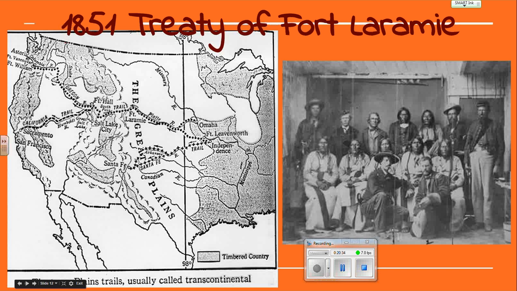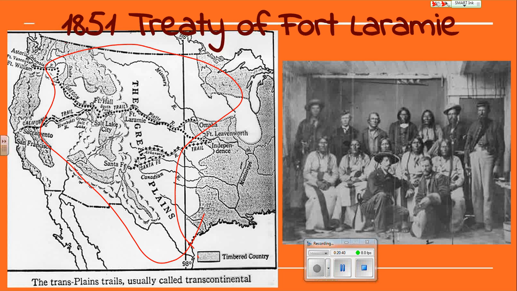This is what the Treaty of Fort Laramie looked like. If you look at all of this area here in white, that was all theirs. All of it. Because remember, they were nomads. And so the white soldiers were trying to make sure that they had room to be able to move along with the herds. Lots of territory. This is actually a picture over here on the right of people that were there for that particular treaty.